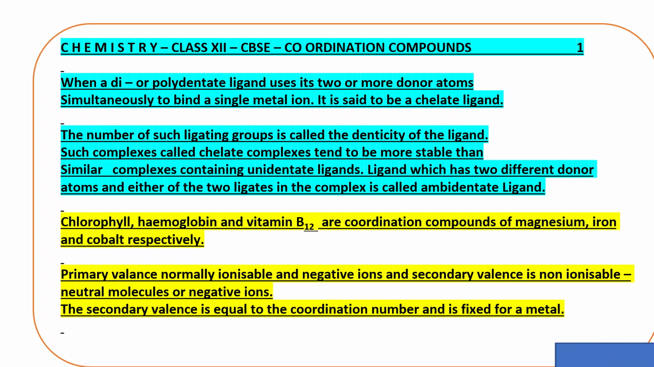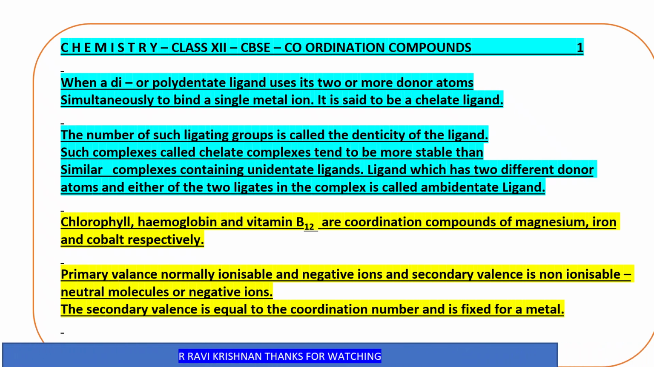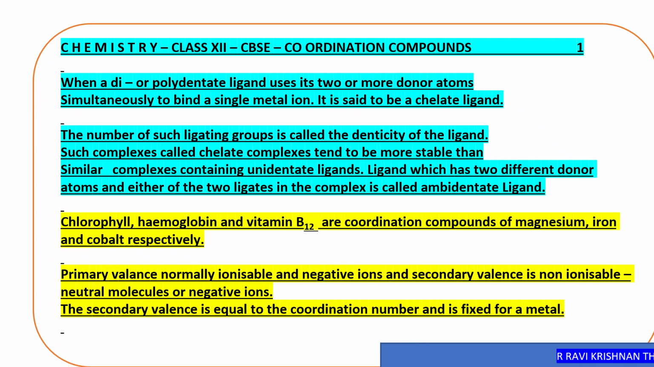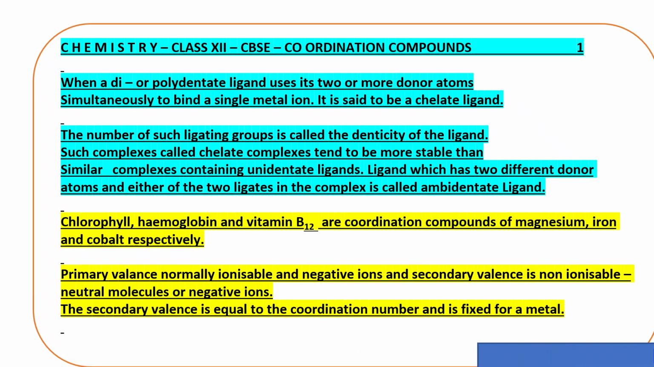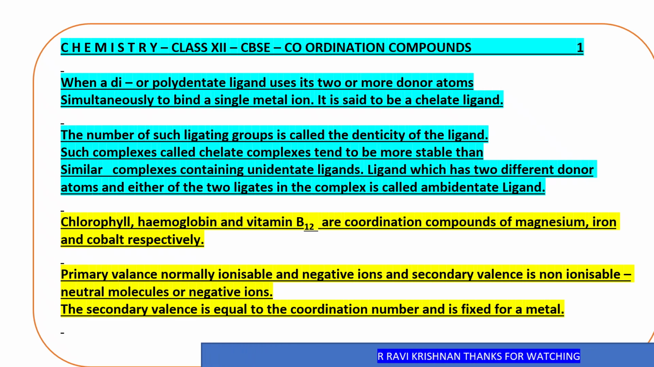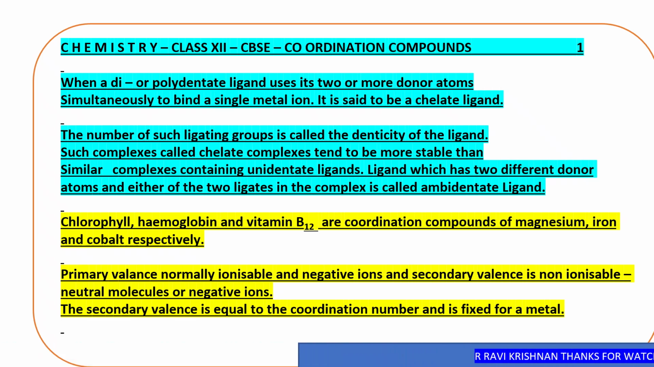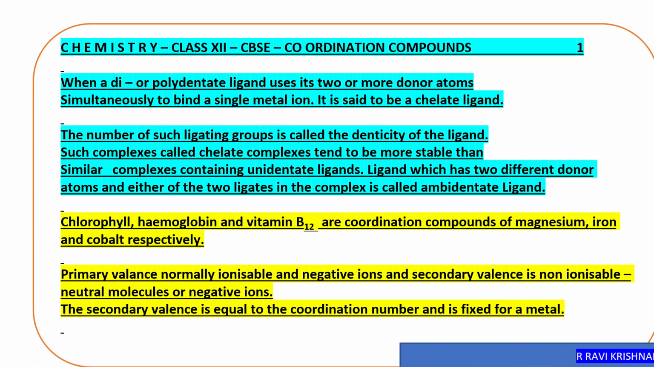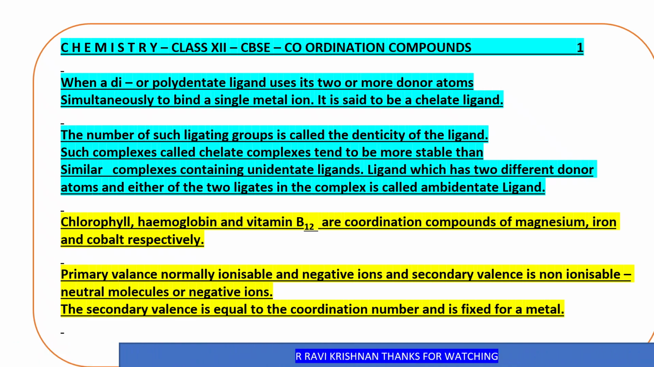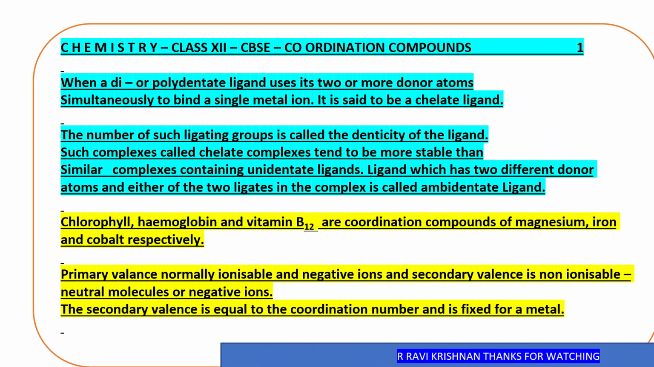A ligand which has two different donor atoms, either of which can bind in the complex, is called an ambidentate ligand. Chlorophyll, hemoglobin and vitamin B12 are coordination compounds of magnesium, iron and cobalt respectively. Primary valency is normally ionizable and satisfied by negative ions, and secondary valency is non-ionizable, satisfied by neutral molecules or negative ions. The secondary valency is equal to the coordination number and is fixed for a metal.